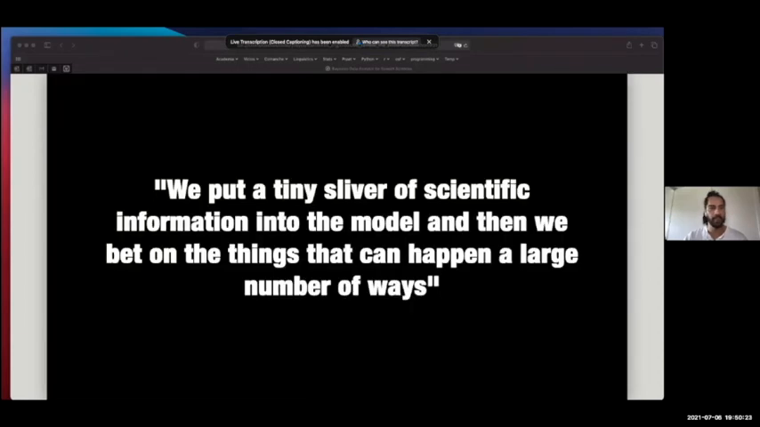So with that, I'm going to leave you with a quote that I like from the Statistical Rethinking book. Actually, this was from the videos that Richard McElreath has online, which I think is a great summary of what doing Bayesian statistics is all about. It says, we put a tiny sliver of scientific information, that would be our weakly informative priors, into the model, and then we bet on things that can happen a large number of ways. What it means by that is looking at the things that are the most plausible in the posterior distribution.